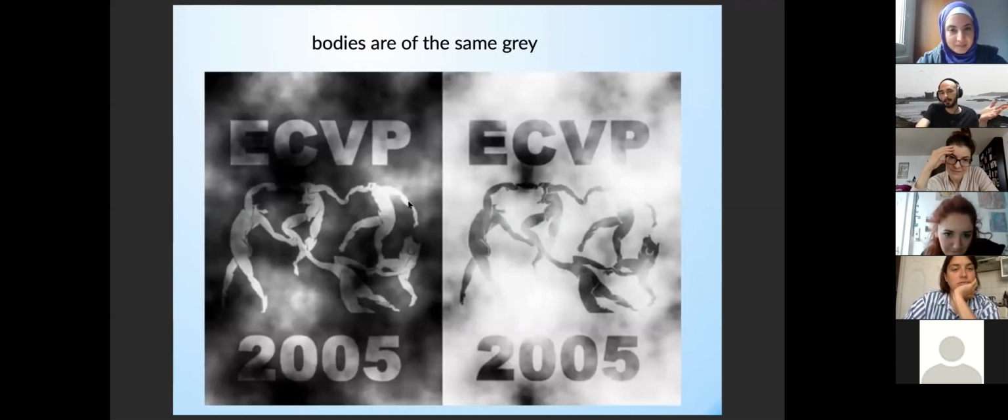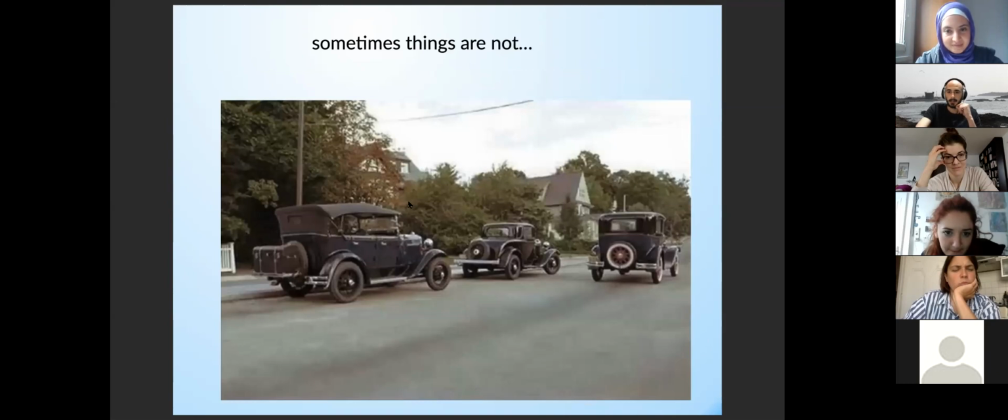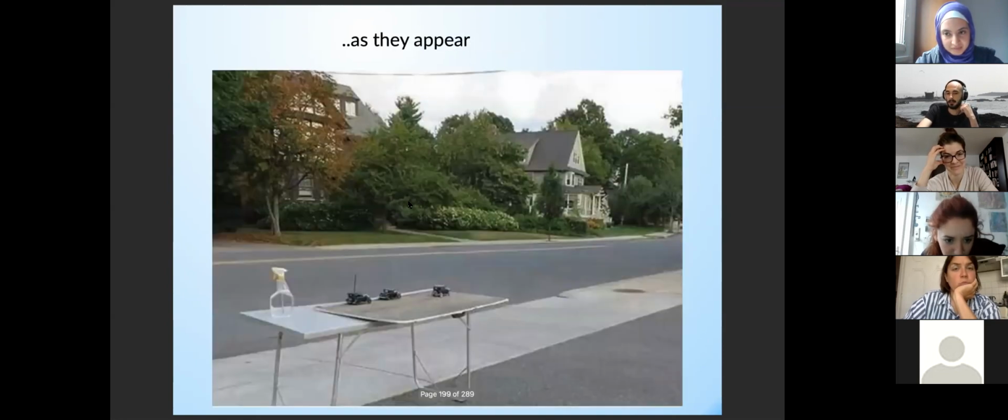These bodies are exactly of the same shade of gray, although the one on the left appears white and the one on the right appears black. Sometimes you see things and you think that they are actually things that are not, for instance, right? So these are not real cars, these are toy cars.